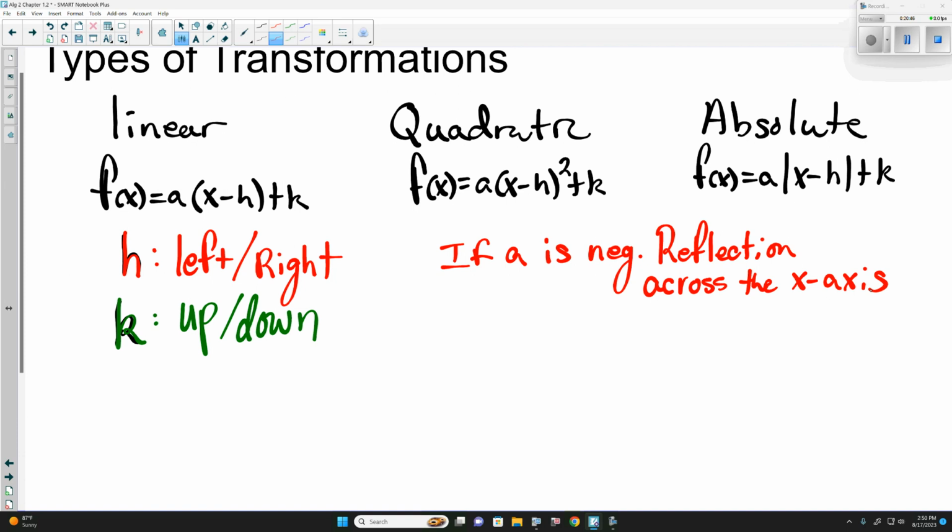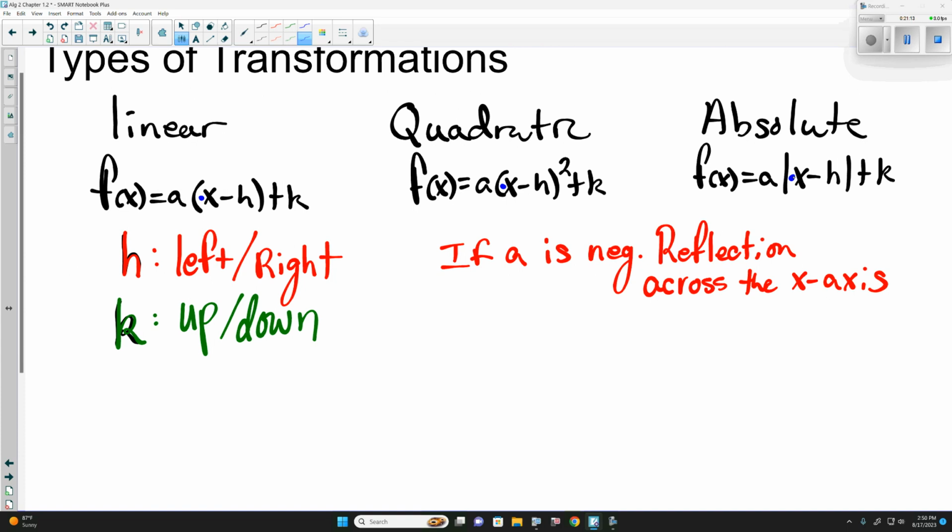Now, the y-axis is going to be in front of the x itself, inside the parentheses of absolute values. So A is located outside. For it to be across the y, I will put a dot on these here. That negative's got to show up here, here, or here. That's where that negative has to be for it to be across the y-axis.